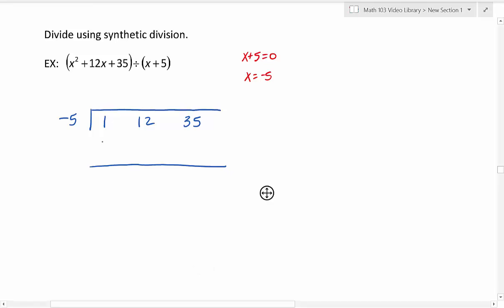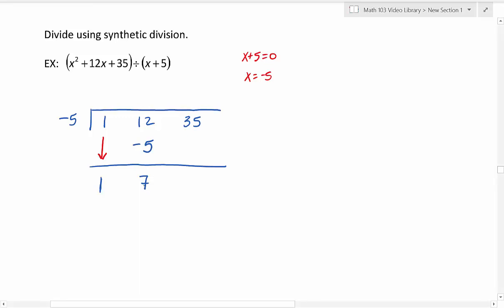Now that we have it set up, we want to start by dropping our first coefficient straight down below our horizontal line. 1 will be the coefficient of the first term of our quotient. Now we're going to multiply that 1 by our divisor. 1 times -5 is -5, and that goes right here underneath of the 12. Now we're going to add down. That gives us 7. This is the coefficient of the second term of our quotient.